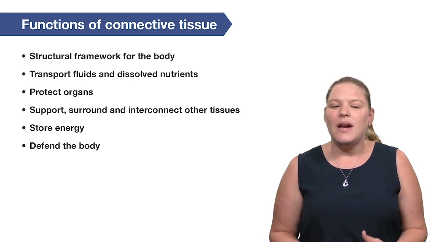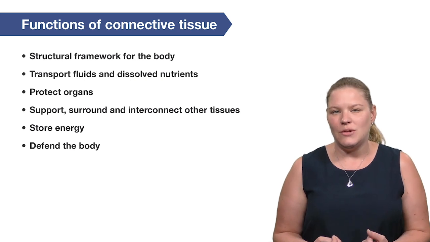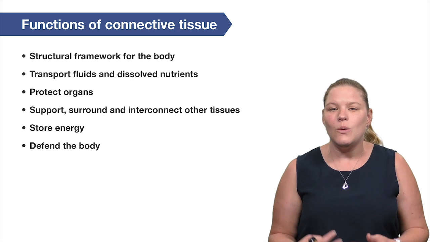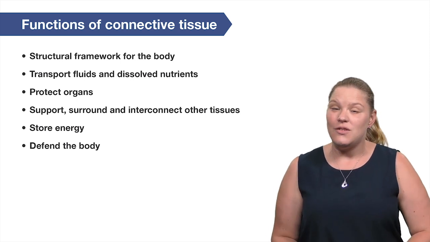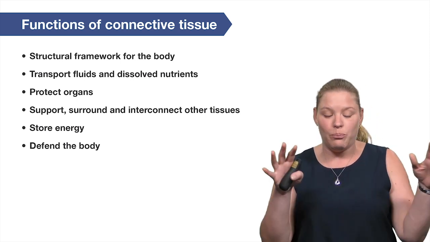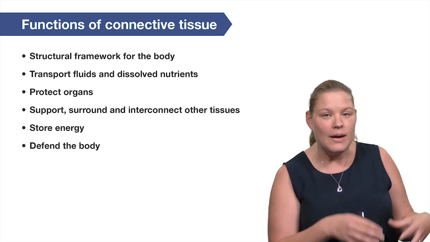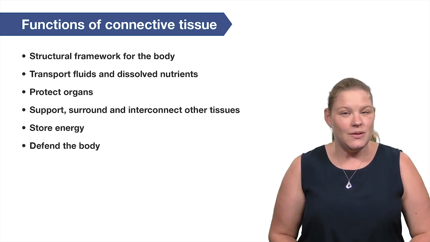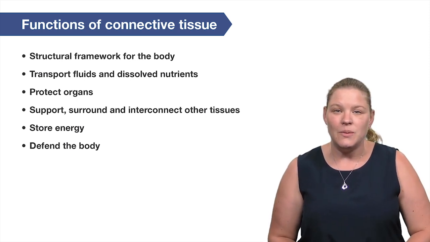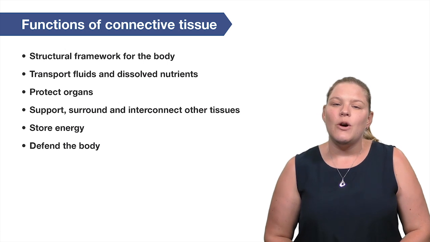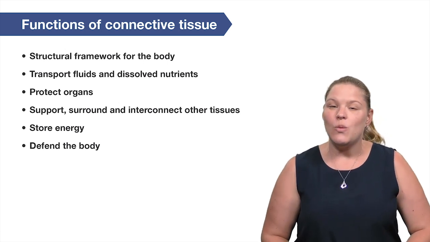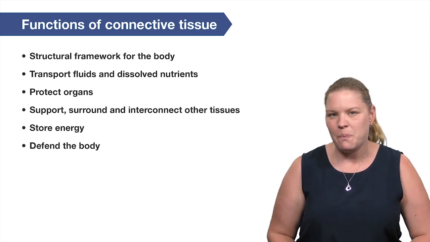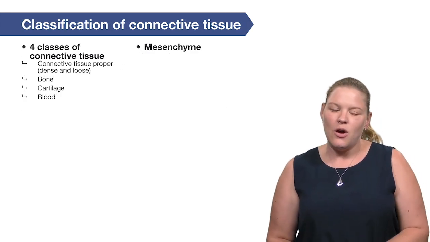It supports, surrounds and interconnects our other tissues. It makes sure that our organs are where they are meant to be. It's kind of anchoring organs in place. If we didn't have that connective tissue, gravity would take effect and we'd just be a slump of a pile, maybe a blob on the floor. It's also involved in storing energy. We store energy within the fat cells within our connective tissue, and it's also involved in the defense of the body because it does contain white blood cells such as the phagocytes and the lymphocytes that I mentioned in the previous slide.